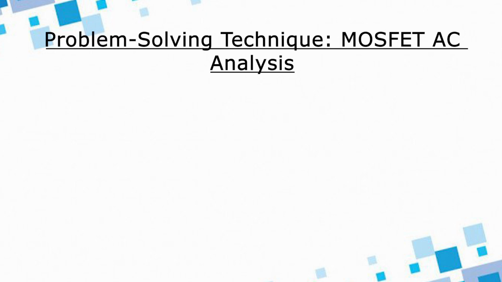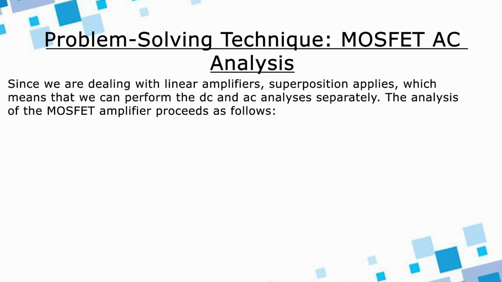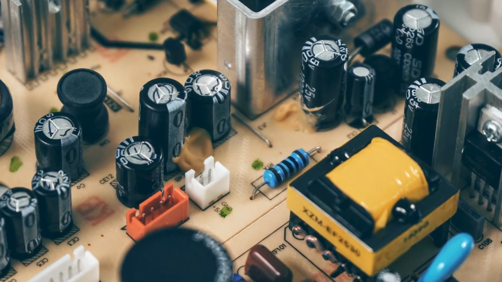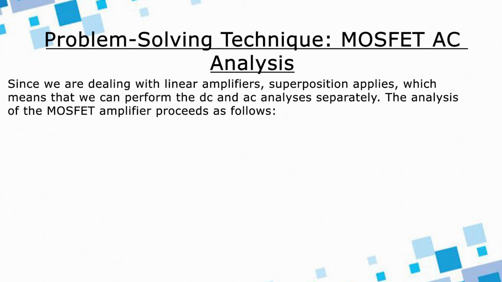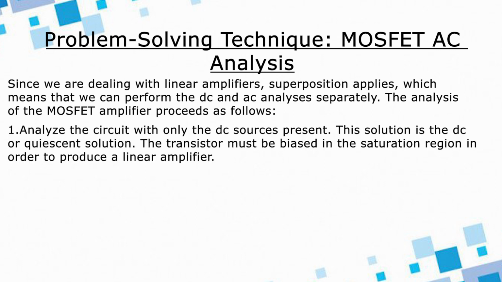The problem solving technique for MOS AC analysis: since we are dealing with linear amplifiers, superposition applies, which means that we can perform the DC and AC analysis separately. The analysis of the MOSFET amplifier proceeds as follows. First, analyze the circuit with only the DC source present. This solution is the DC or quiescent solution. The transistor must be biased in the saturation region in order to produce a linear amplifier.